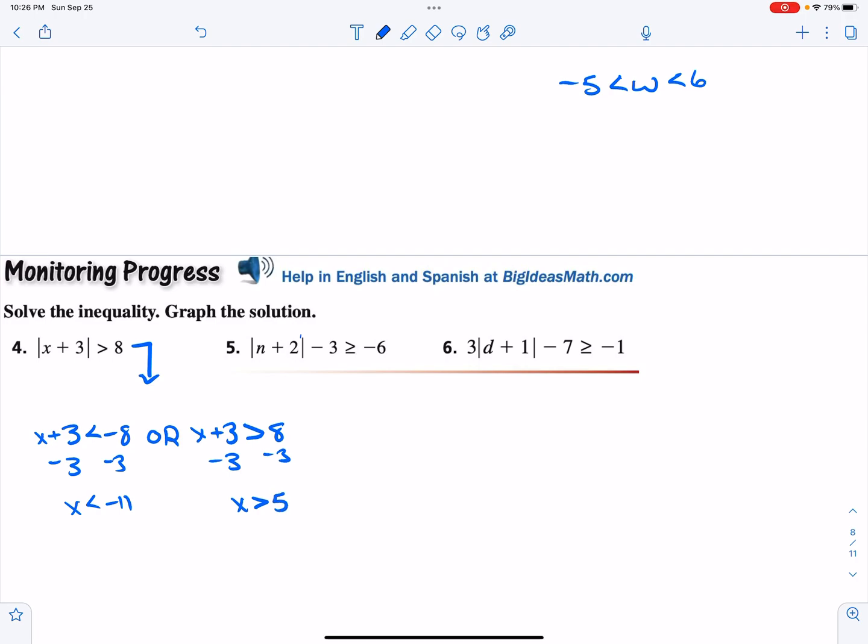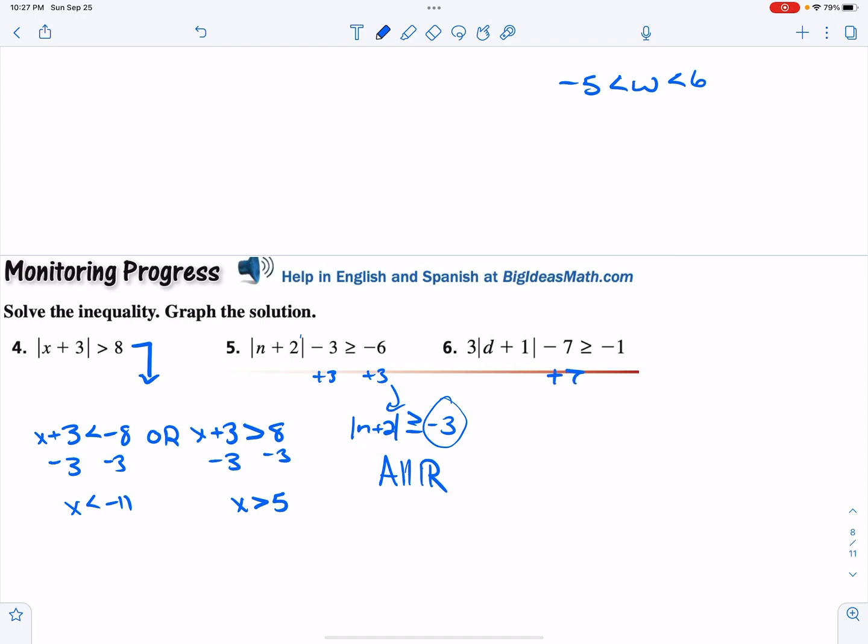For this one, if I add 3 to both sides, I get the absolute value of n plus 2 is greater than or equal to negative 3. No matter what I plug in, so we have a negative over here and it looks kind of weird. No matter what I plug in, that's going to be true because the absolute value makes that positive. So our answer for this one is all reals.